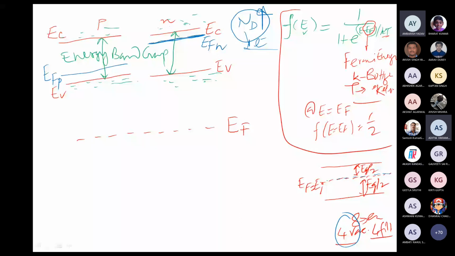Suppose this is the physical boundary of the p and n type materials. On one side we have p and on the other side we have n.